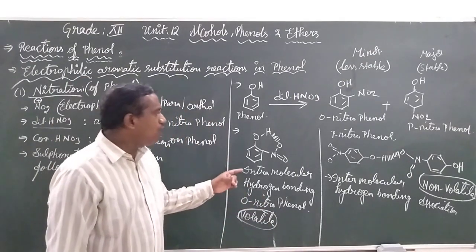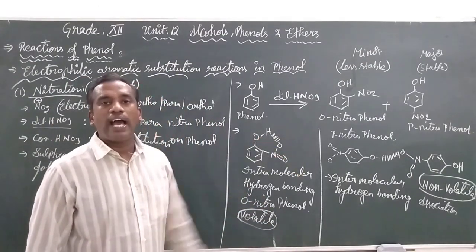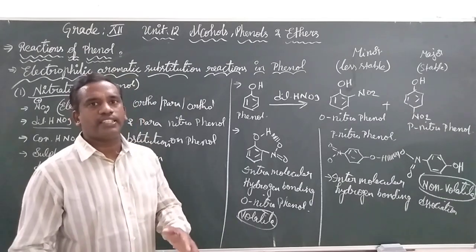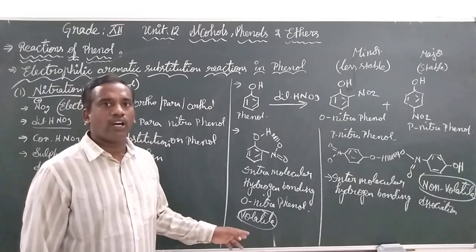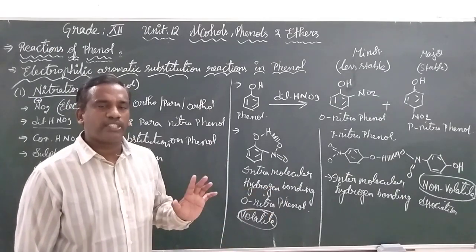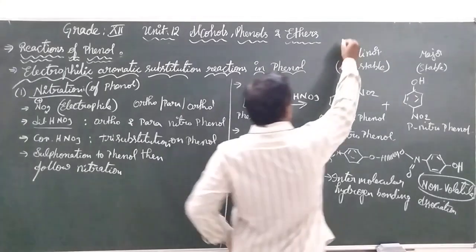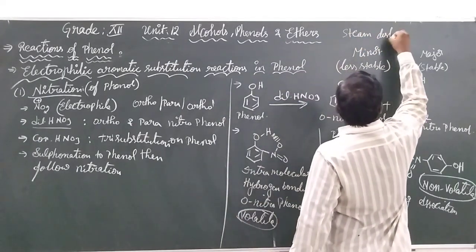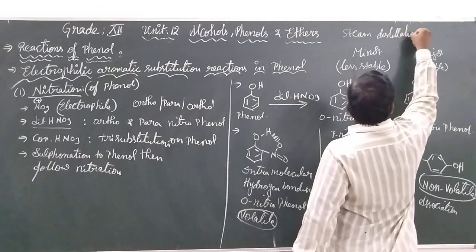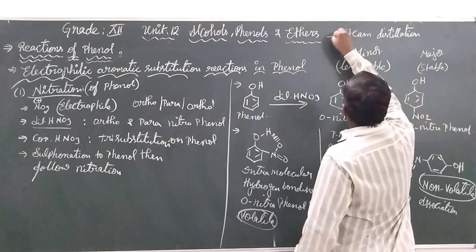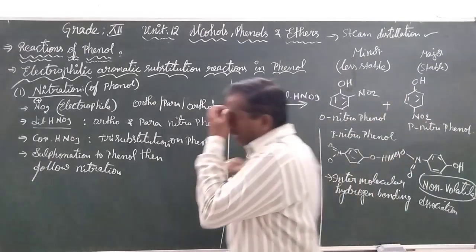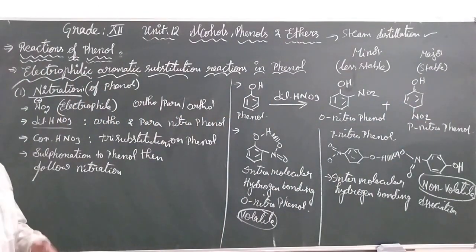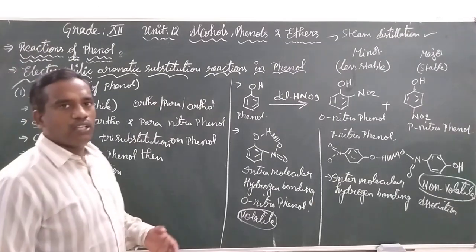Hence, orthonitrophenol and paranitrophenol can be separated by steam distillation. How are they separated? By steam distillation. So let us see the halogenation of phenol.